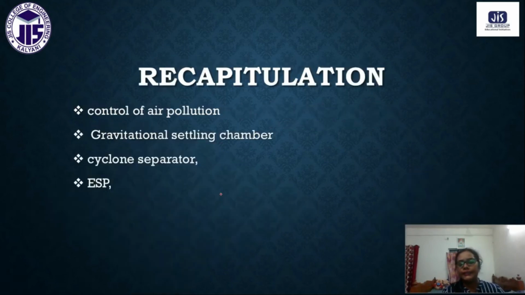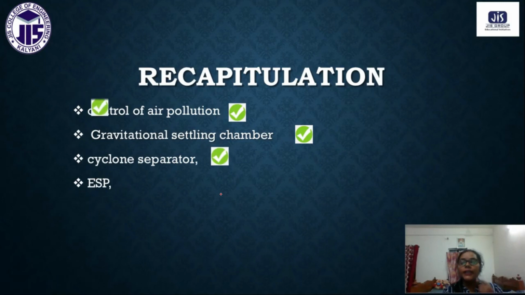Okay, so again, this is the recapitulation. We have discussed today the control of air pollution, some of the equipment, the advantages and disadvantages, and also the working principle. From this portion, you can ask questions like: what is the working principle of the gravitational settling chamber, what are the advantages and disadvantages of the cyclone separator, and in what industries can we apply the electrostatic precipitator. So these are some of the types of questions you can have from this portion.